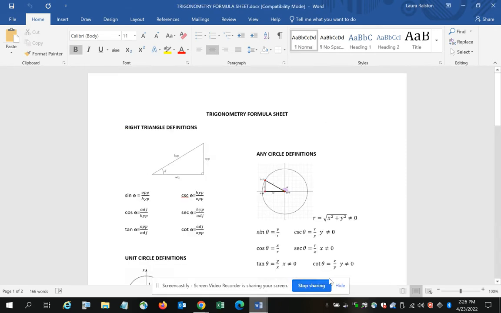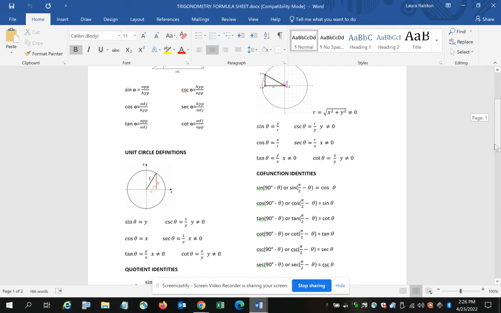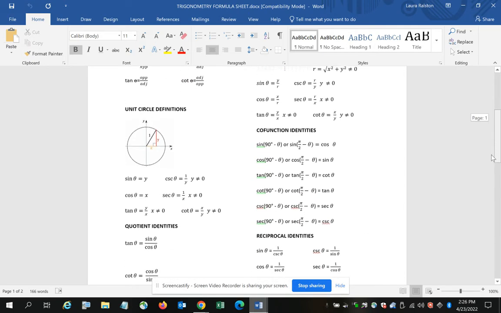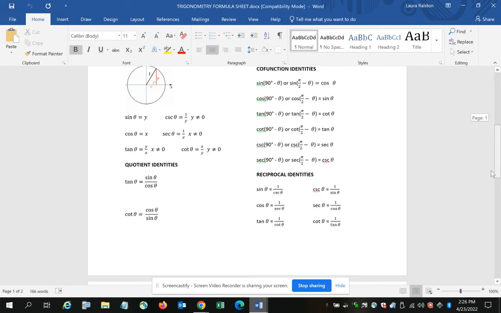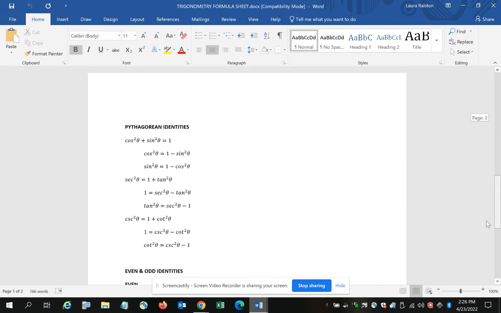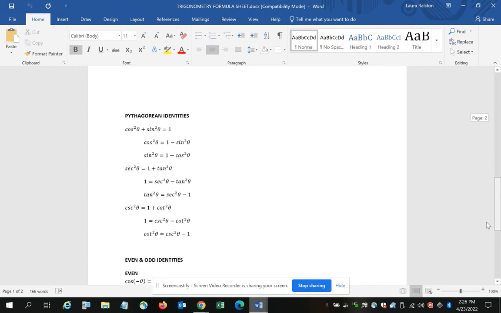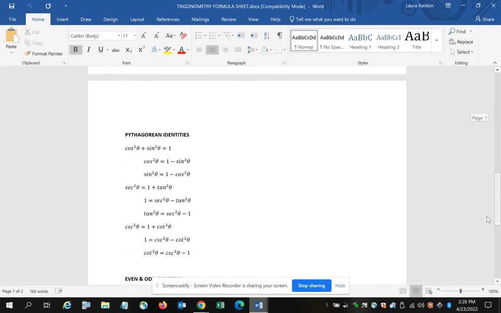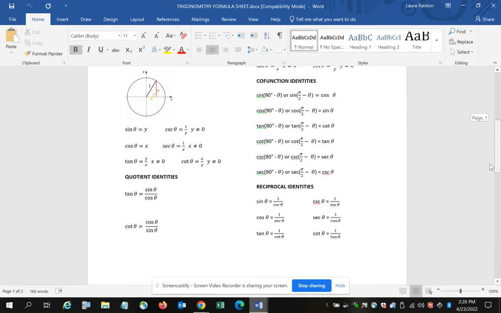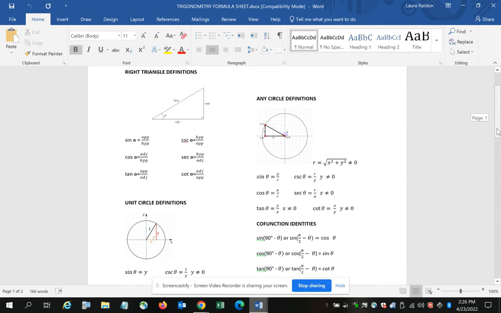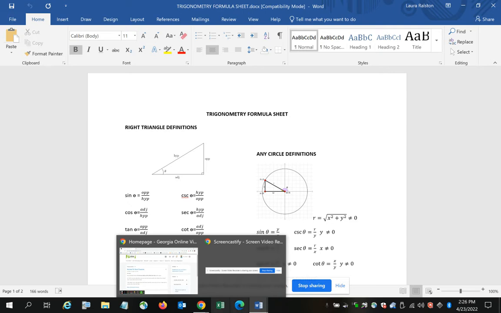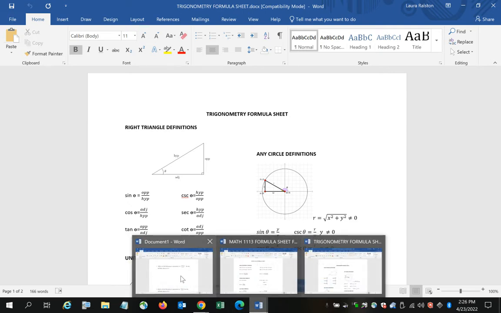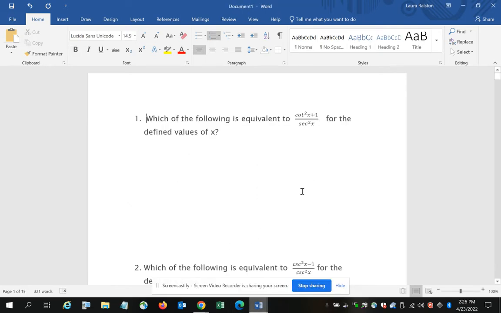I also would encourage you to have the trigonometric identities close by, whether that's the cofunction, the quotient identities, the reciprocal identities, or the Pythagorean identities, because you're going to need those as well on this particular test. Again, you can either print off one that's provided or create your own. That way you're not fumbling around trying to locate those as you're working through the problems.